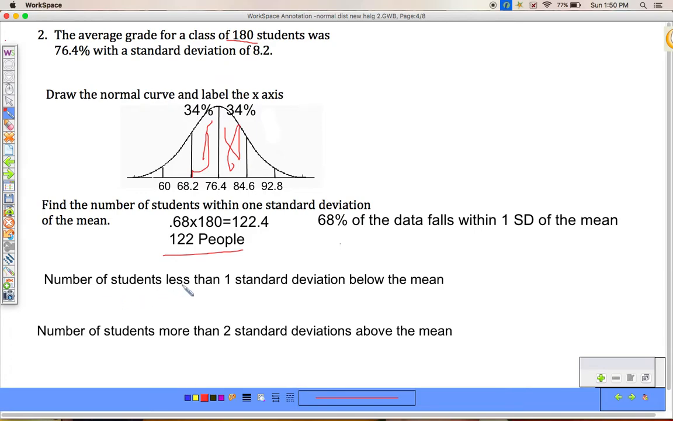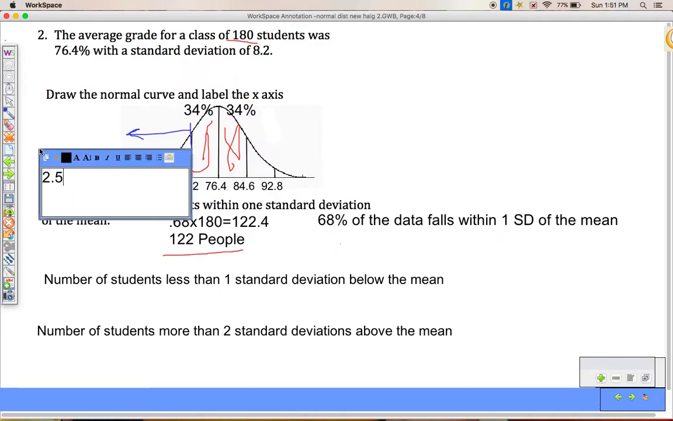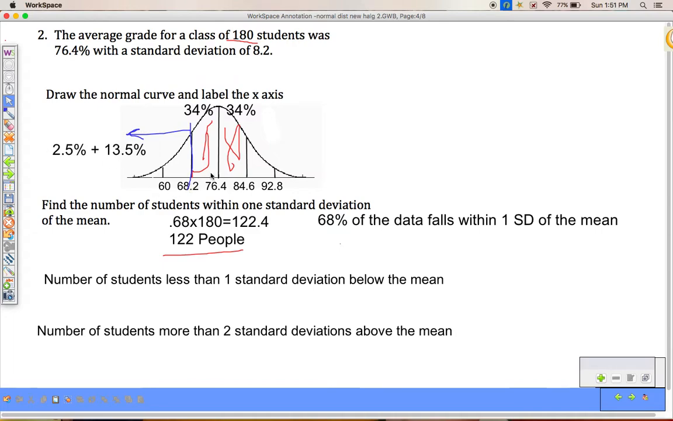The second problem says the number of students less than 1 standard deviation below the mean. So for this problem, what I want to do is know what percent of the people scored over here, because that's less than 1 standard deviation below the mean. So I go one below, and I want everything less. Dealing with our percentages over there are 2.5% plus my 13.5%, because that's the percentages for this area and the rest, which is 16%.